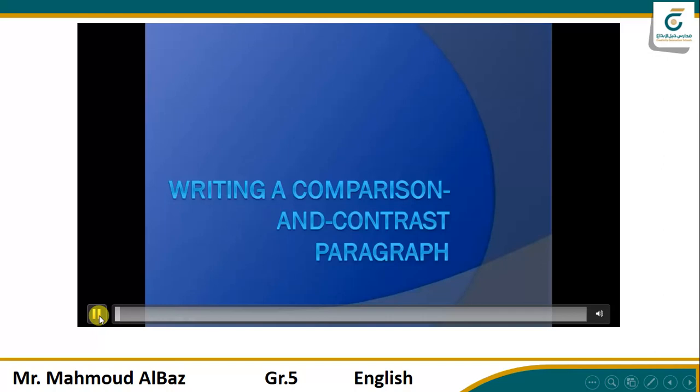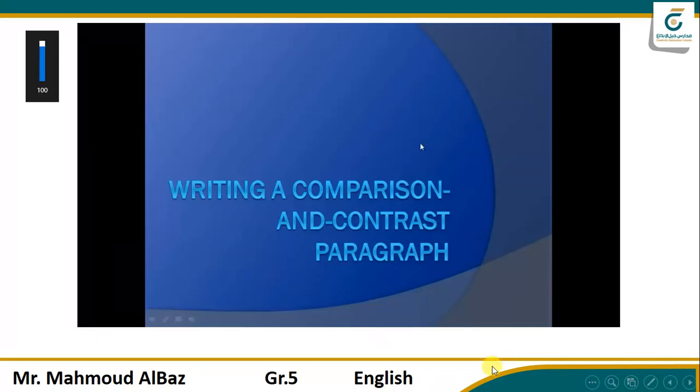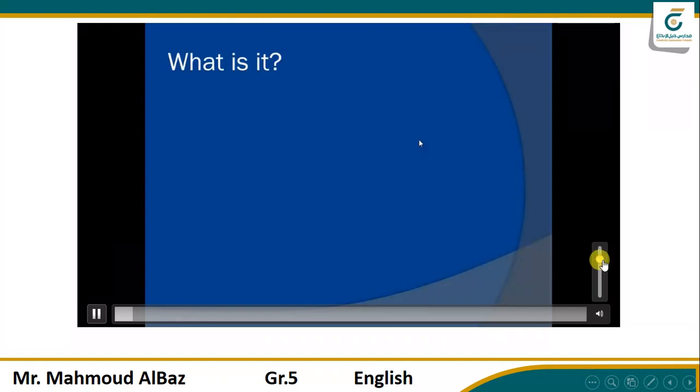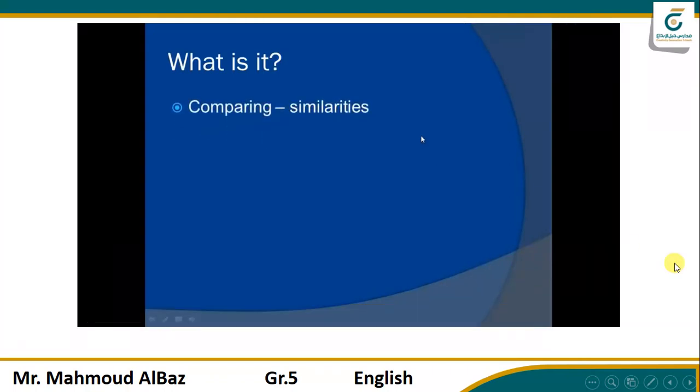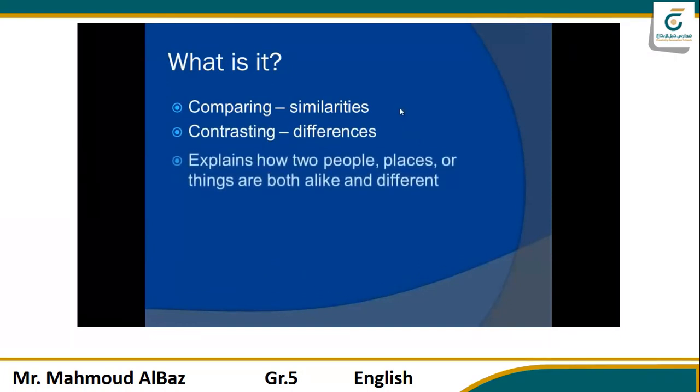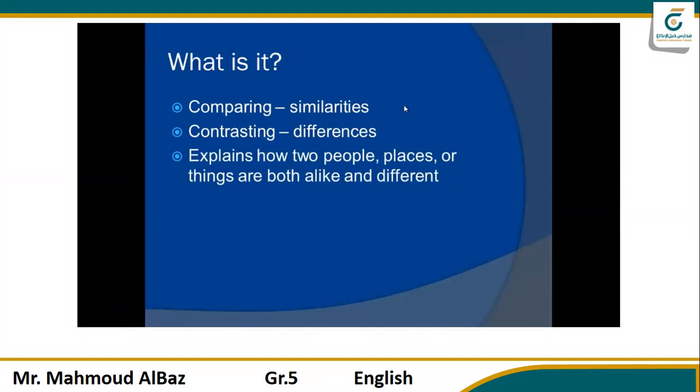This lesson is going to review how to write a comparison and contrast paragraph. So first of all, what is it? Well, if we're comparing, we're looking at similarities between things, so how things are the same. And if we're contrasting, we're looking at the differences between things. So a comparison and contrast paragraph is going to explain how two people, places, or things are both alike and different. It's really important when you do this type of writing that you include how they're alike and how they're different. You can't just do one or the other. You need to cover both when you're comparing and contrasting.